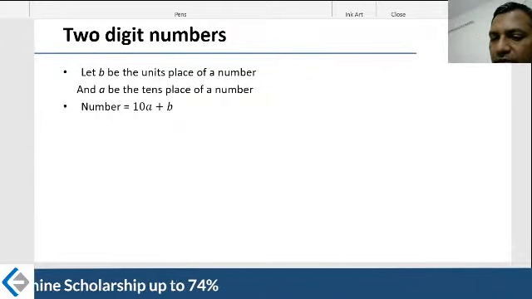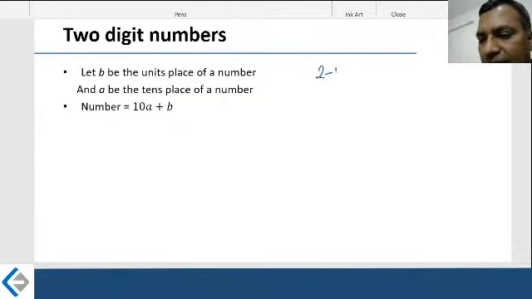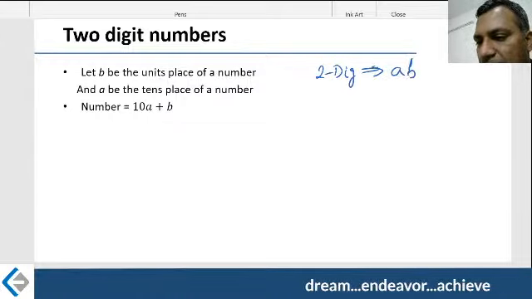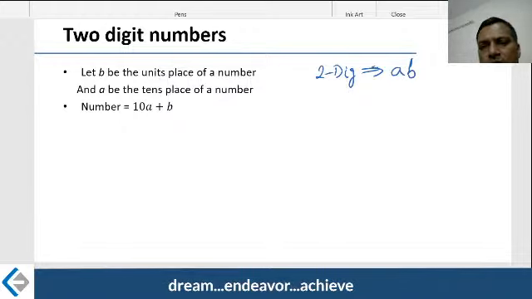First listen to me, then we will take a look at the other part of it. Say I am writing a 2-digit number. I represent it as AB. What is the meaning of this?